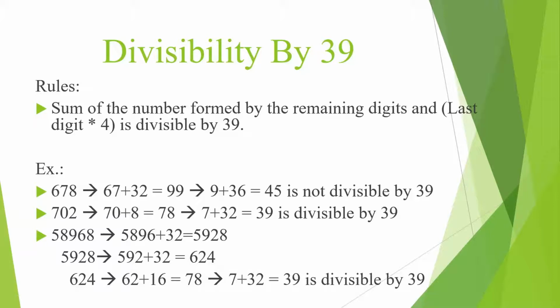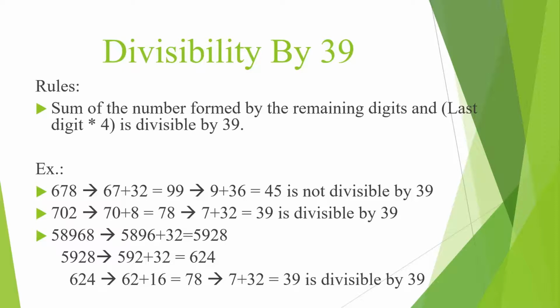Let us reduce it further. Ignore the last digit. We will get 62 plus last digit into 4. 4 into 4 equal to 16. When we add it up, we will get 78. Let us reduce it further. Ignore the last digit, we will get 7 plus last digit into 4. 8 into 4 equal to 32. 7 plus 32 equal to 39, which is divisible by 39. So 58,968 is divisible by 39.